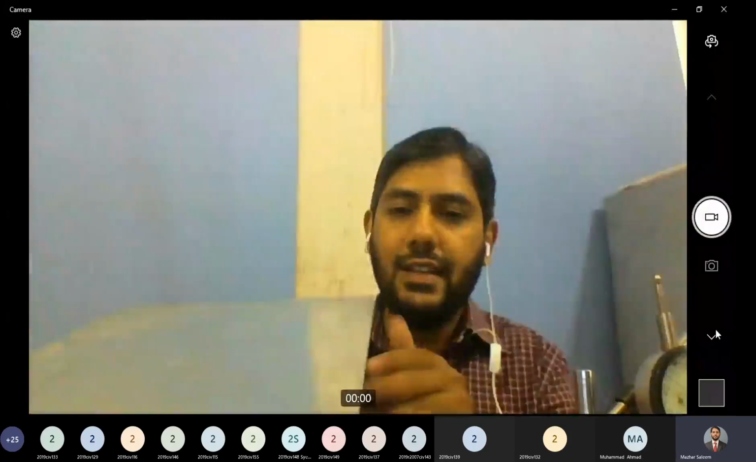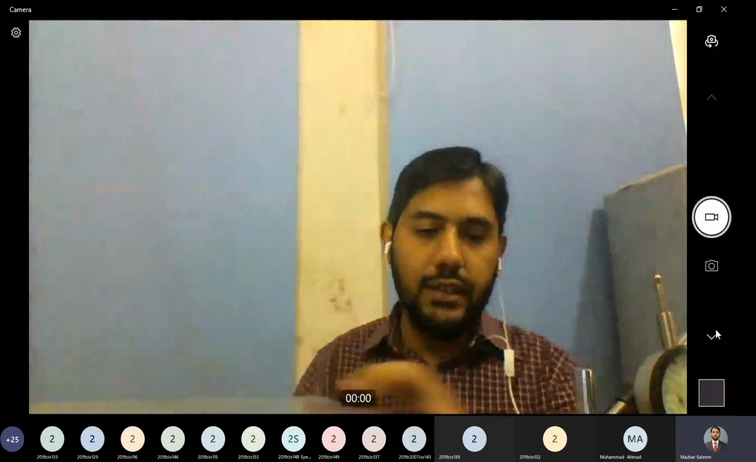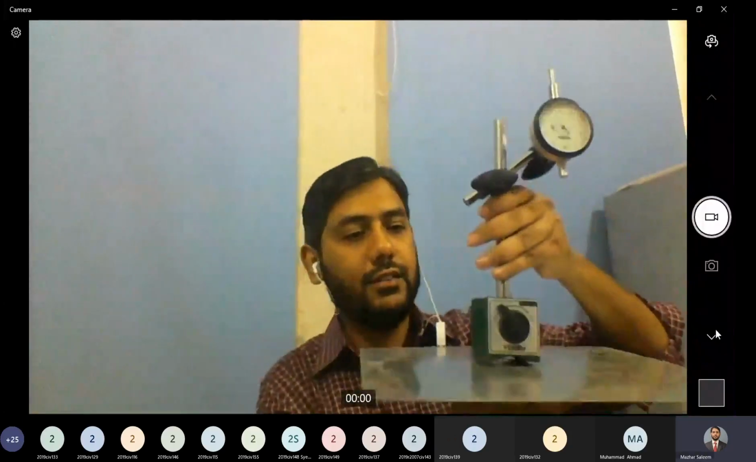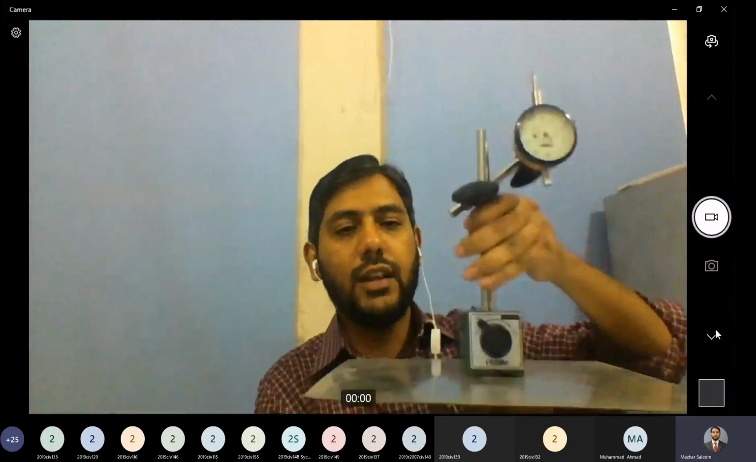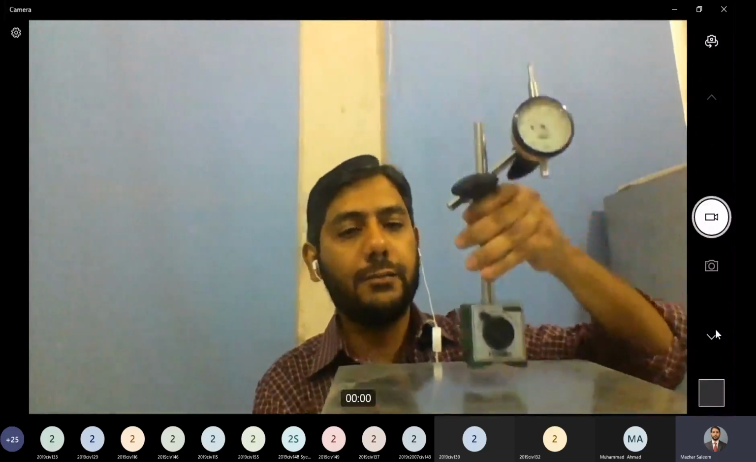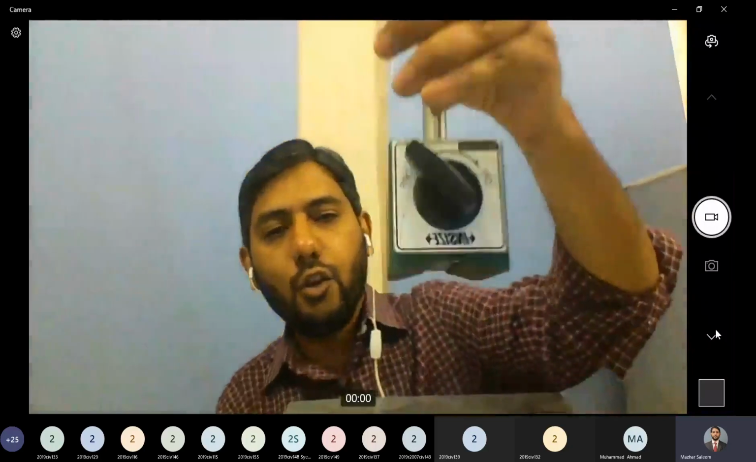We have a steel plate here. This is a steel plate. And right now, if I put this device on this steel plate, you can see that I can easily lift the device off the steel plate.